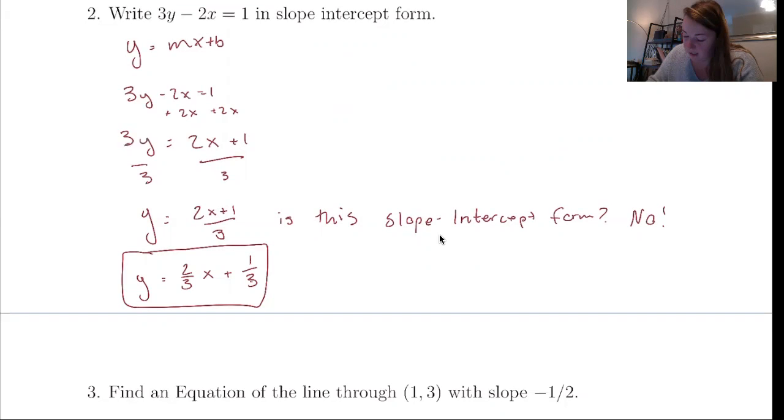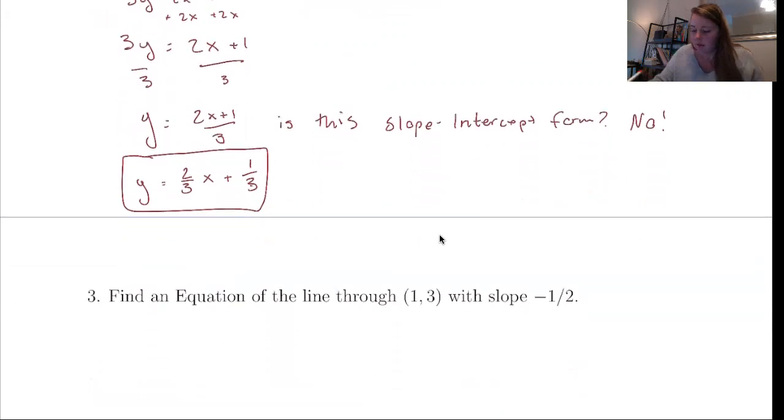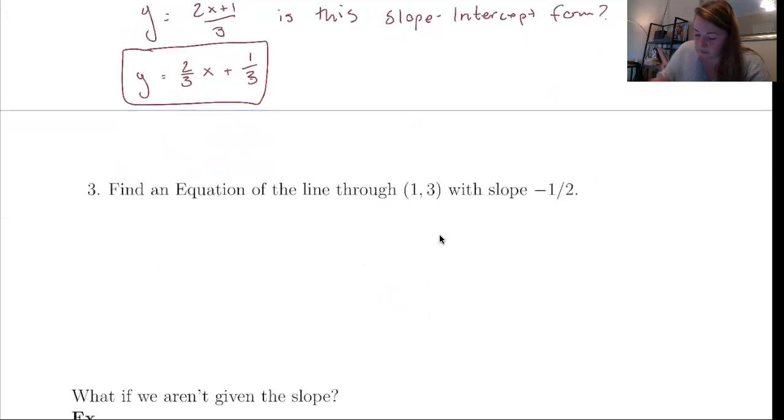Alrighty, so now next example says to find an equation of the line through (1, 3) with slope -1/2. Well, great. I have a slope, I have a point. I would use point slope form. So it might be easy to write like, oh, x1 is 1, y1 is 3, and m is -1/2. Kind of lay it out like that.